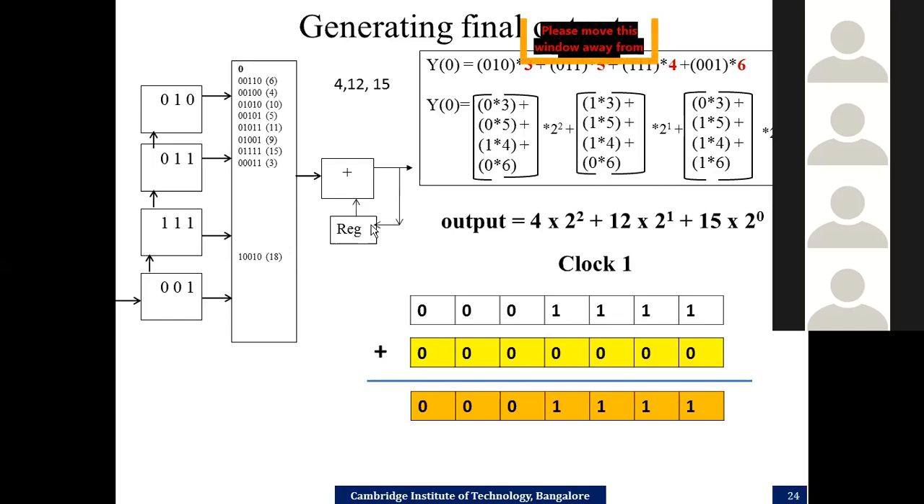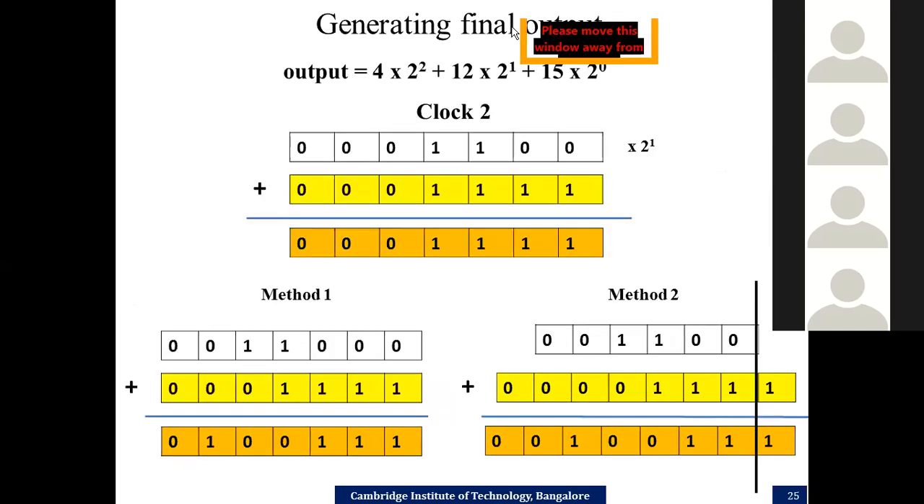Next, what happens in the next clock cycle? In the next clock cycle, you find that 12 is read out from the LUT. Now this 12 should be multiplied by 2 power 1 before you add it to the register content. You should take 12, 1100, multiply it with 2 power 1, then add it to the register content. Now, for that, you should get a particular output. So this is wrong. I think I just did not include that.